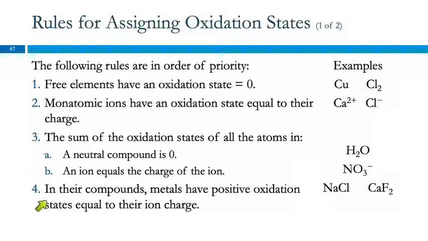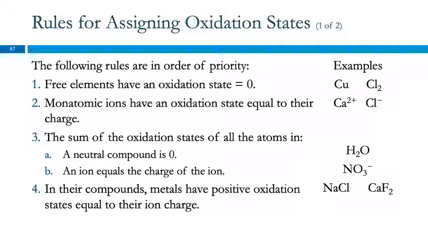And then oxidation states behave like ion charges in that when you sum them all up, in a neutral compound, they have to add up to 0. And if you're looking at a polyatomic ion, the sum of the charges has to equal the overall charge on the ion. So if we have this compound H2O, we know that the oxidation states of hydrogen and oxygen must add up to 0, just like the charge on H2O is 0. Nitrate ion has a -1 charge. The oxidation states of the nitrogen and the 3 oxygens add up to -1.